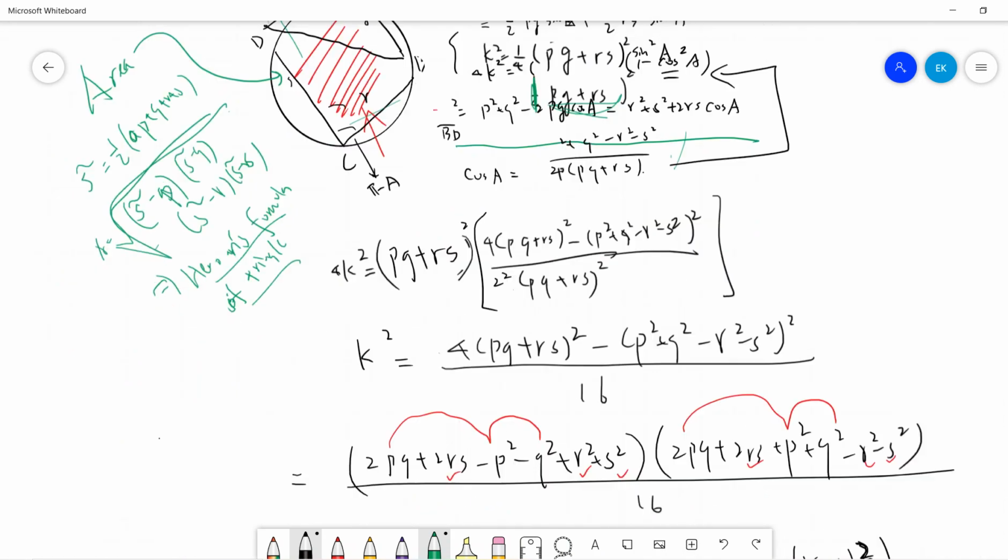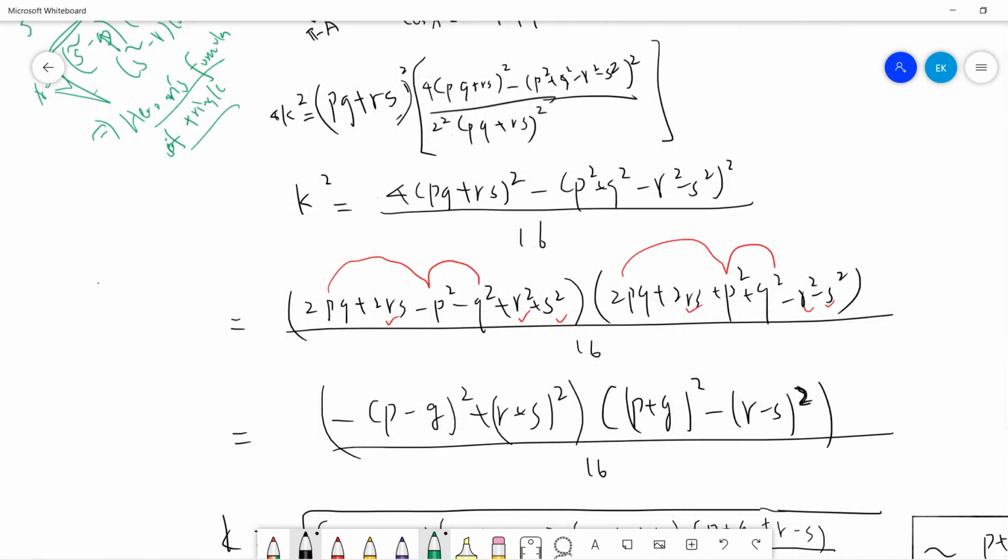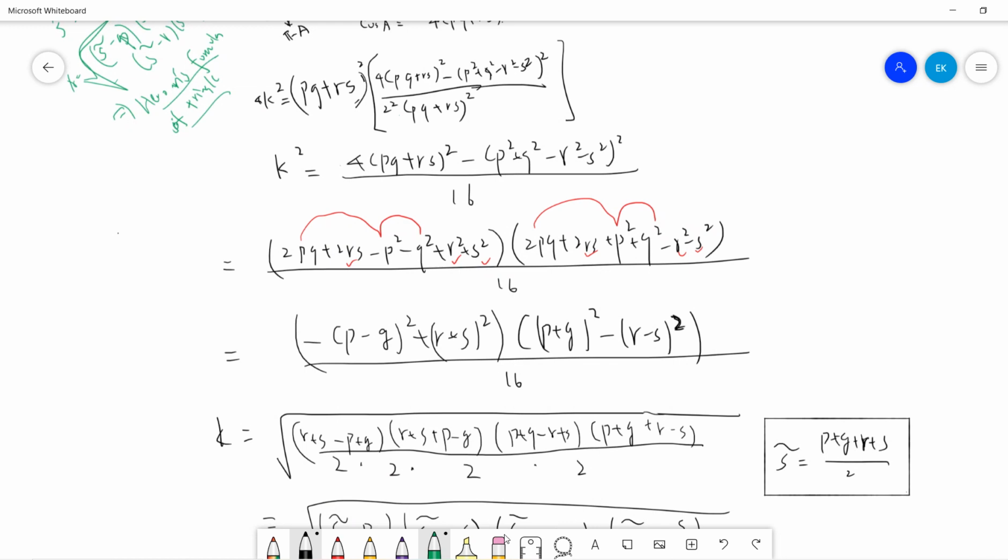Okay, so let's see the final proof. The proof is very easy. These two terms can cancel, and I divide by 4, so the denominator will be 16 and the numerator will be this. You see this is a squared minus b squared, which is (a minus b)(a plus b). In this case a is 2(pq plus rs), while b is p squared plus q squared minus r squared minus s squared.